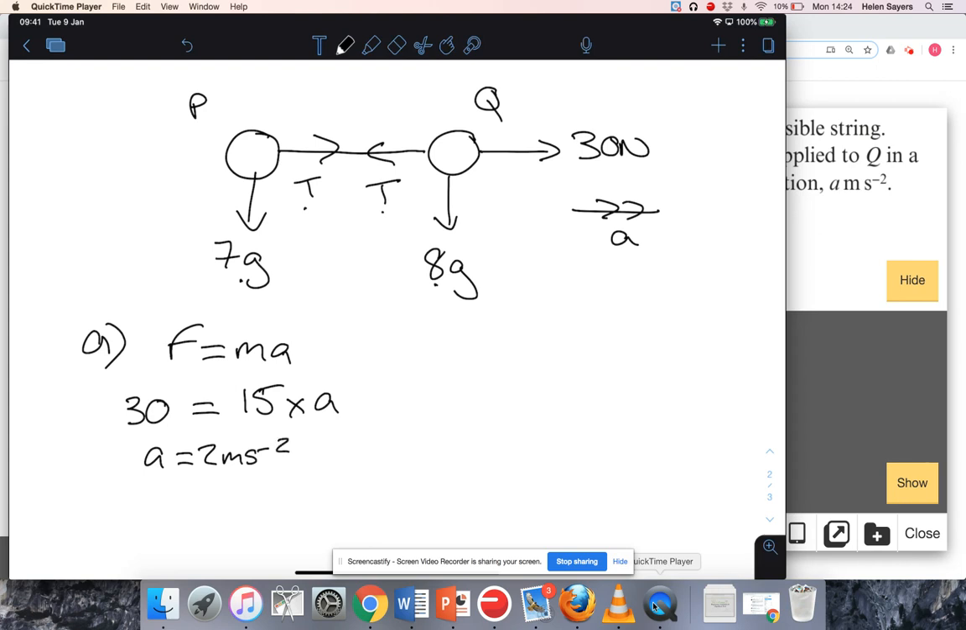Okay, and then part B asks me to find the tension. So to find the tension, I can either just look at particle P or just look at particle Q. It really doesn't matter. If I was in an exam, I would probably check both just to make sure I definitely got the same answer.